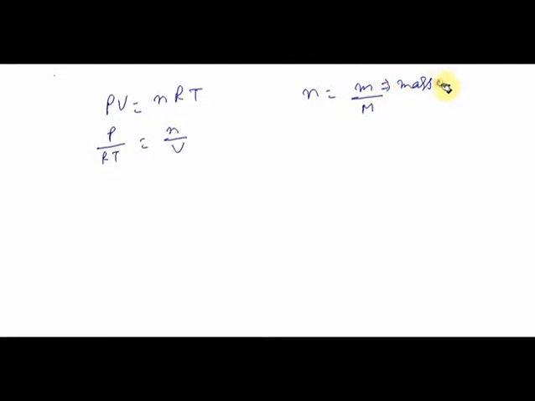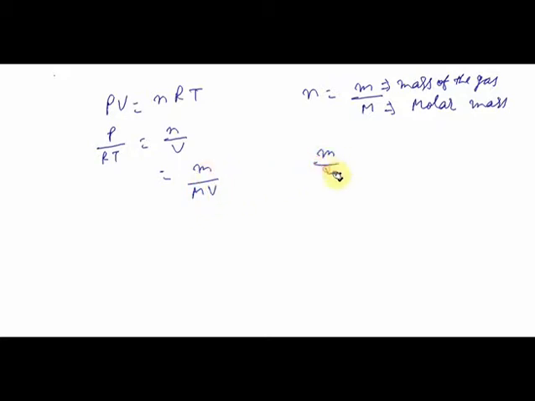So we have from the ideal gas equation PV is equal to nRT. So we can rewrite this equation as P by RT is equal to n by V. Now n is the number of moles of gas. Now n can be written as m by capital M, where m is the mass of the gas and capital M is its molar mass. So we can replace n here with m by M.